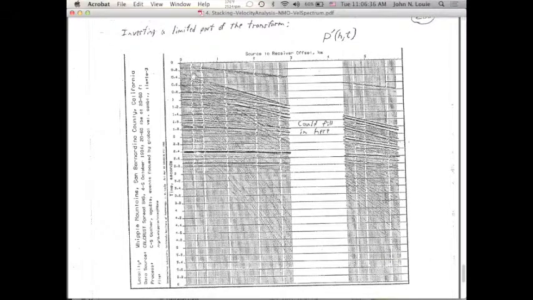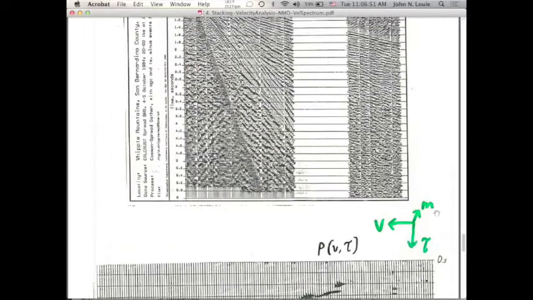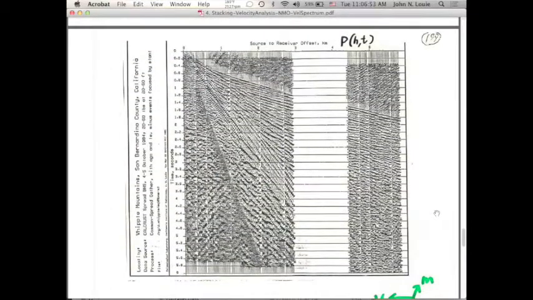You can see there are still some hyperbolas that are matching the surface wave, which shouldn't really happen, because the surface waves are straight lines. That was the best I could do with this record.